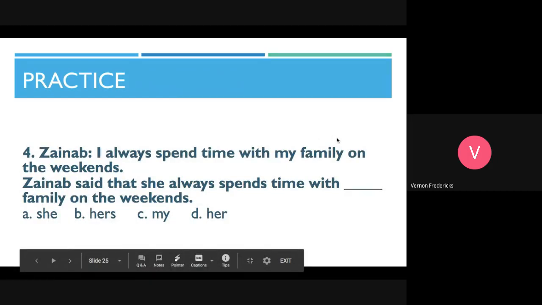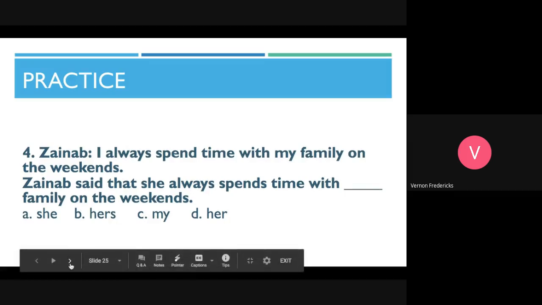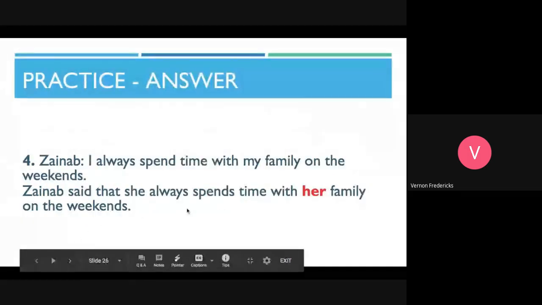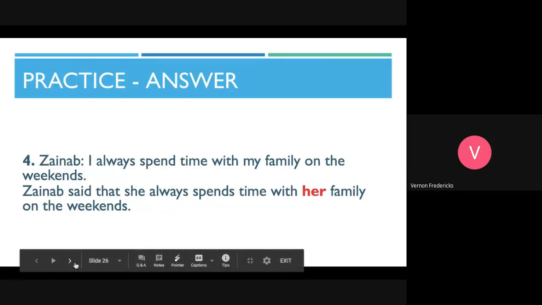Number 4, Zainab says, I always spend time with my family on the weekends. Zainab said that she always spends time with her family on the weekends. Is it A, B, C, or D? So this is a pronoun that needs to change. With her family, objective pronoun, with her family on the weekends, yeah?